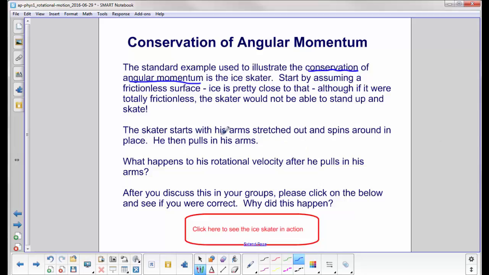The skater starts with his arms stretched out and starts spinning in place. He then pulls in his arms. What happens to his rotational, his angular velocity, after he pulls in his arms? Discuss this in your groups for a second, and then click on the below link and see if you were correct. Why did this happen?